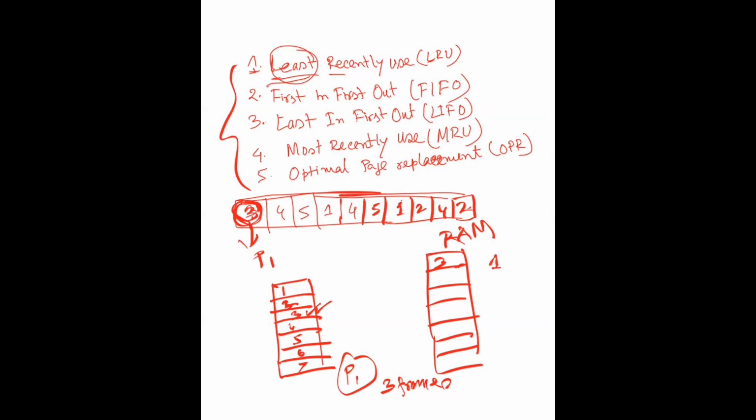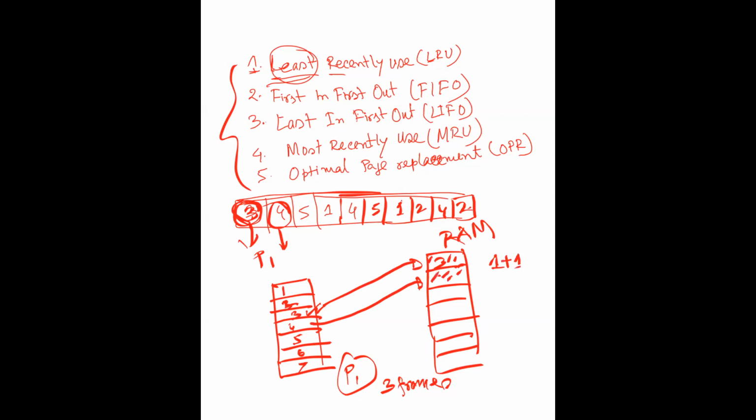Let's count one, and P3 is loaded inside the RAM. Next, the CPU asks for data in page P4. Page 4 is not currently available in RAM, only page 3 is available. So the OS also brings this page into the RAM, so it is also one page fault.